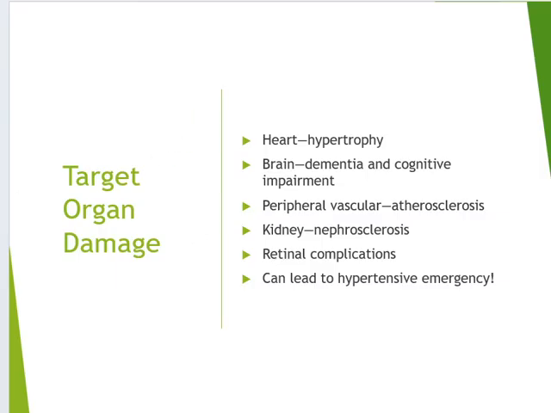We see elevated risk of things like dementia and cognitive impairment in patients with long-term hypertension. They're, of course, at a higher risk of things like cerebrovascular accidents or stroke, higher risk of peripheral vascular disease due to atherosclerosis, and kidney disease due to nephrosclerosis. They develop things like retinal complications. And hypertensive emergency is also something that happens in some patients. Hypertensive emergency is defined as blood pressures over 180 over 120.